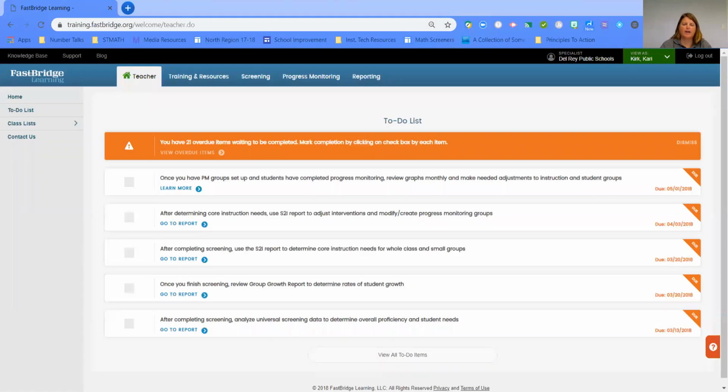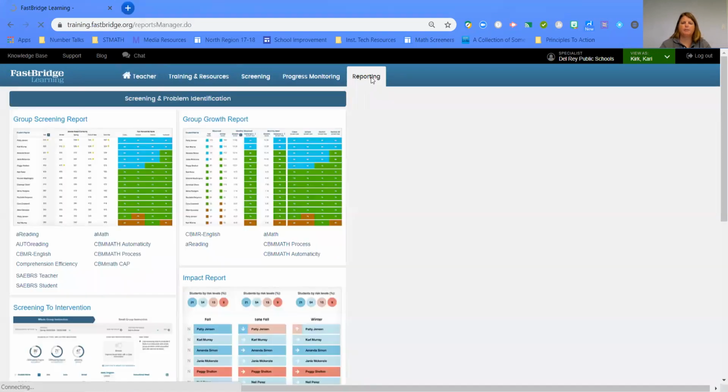We're going to use this Fastbridge training site to walk through two of the reports that will help you to assess the health of universal instruction, as well as identify those students that are at risk. So if we go along the top in this blue bar, we're going to go over to the reporting tab.